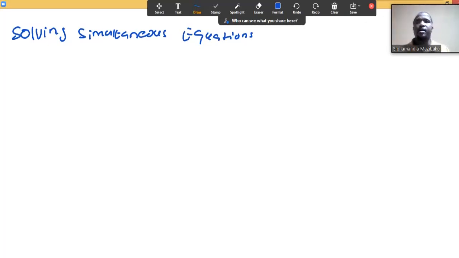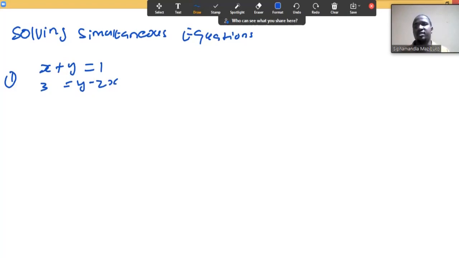Hi guys, in this video we're looking at solving simultaneous equations. Let's look at our first example here. When we're solving simultaneous equations, we will have two equations like this one. This is x plus y is equal to 1, and then we have 3 equal to y minus 2x. So we want to find two unknown variables, which are x and y. So we want to solve for x and y.